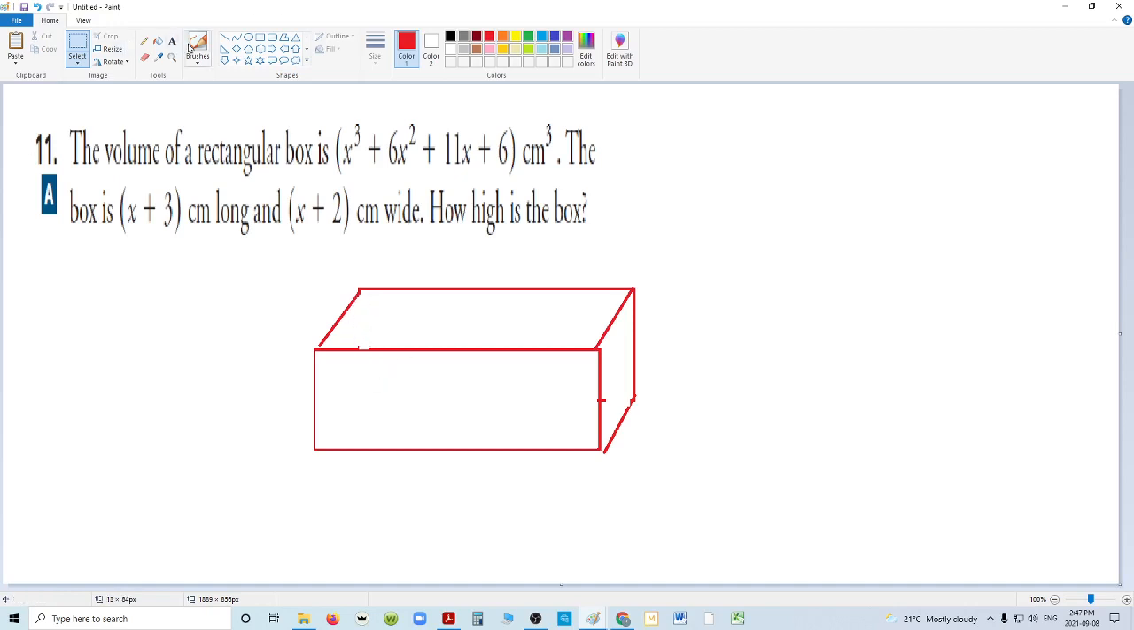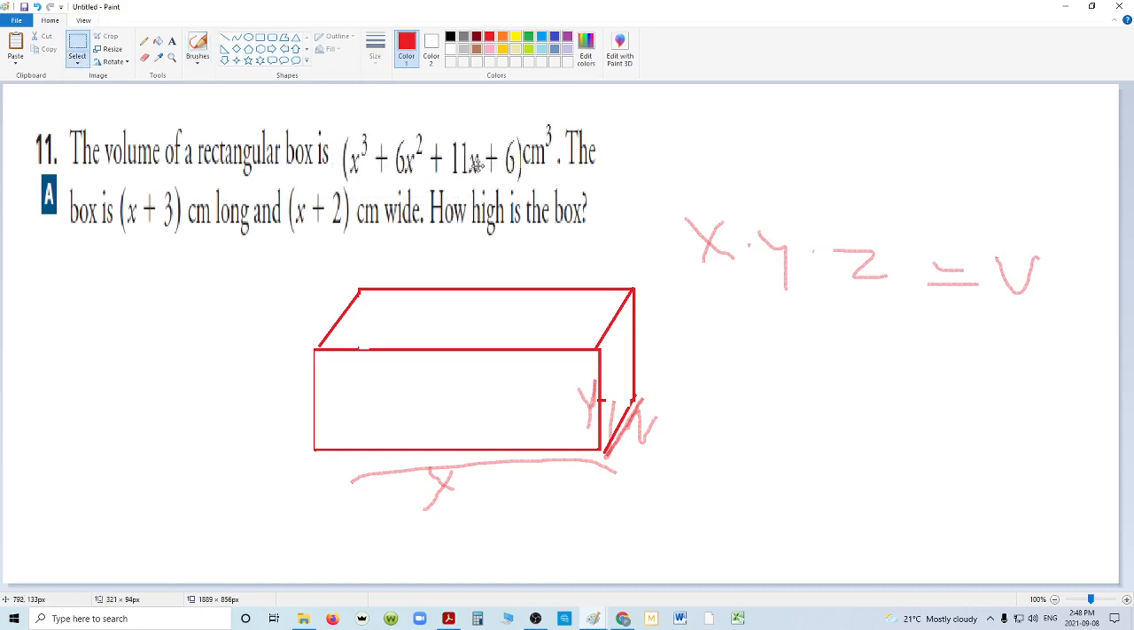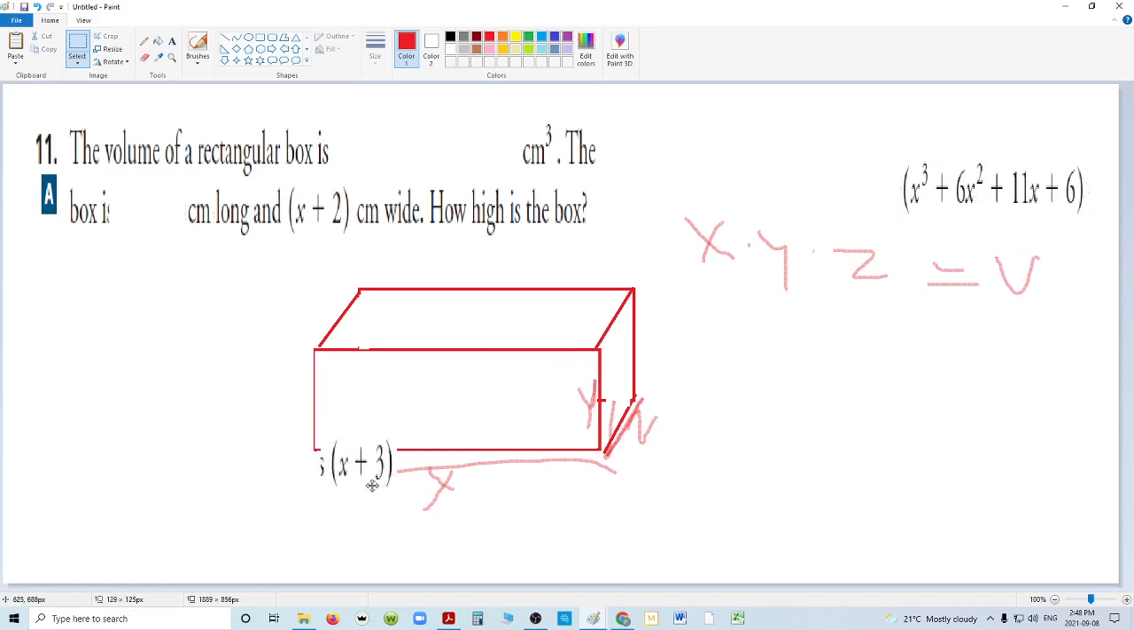Right? Now, if I'm going to label this, I can label it x, y. So x is the length, y is the height, and z is the width here. And we know that x times y times z will give us the volume, right? Well, they've given us the volume right there. That's the volume. And they've told us our length is not x, but x plus 3. And our width is not z, it's x plus 2. And they want to know h.